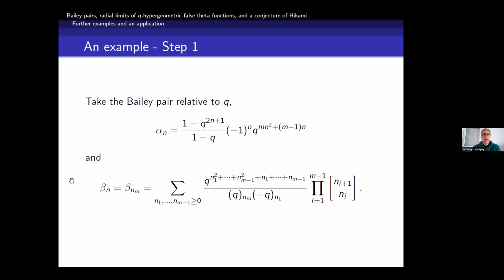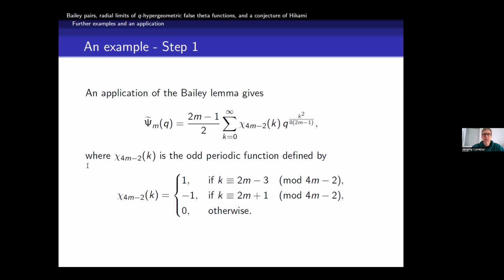So step one, if you recall, is to prove that this is a false theta function. This is a standard calculation using Bailey pairs. I believe I probably said this last time. This is a Bailey pair that just arises from the unit Bailey pair iterated in a standard way. And if you put this into the Bailey lemma in a standard way, you get this identity. So this C sub m of q is this false theta function. Chi sub 4m minus 2 of k is an odd periodic function, and it's just plus or minus 1. It's periodic mod 4m minus 2, and it's odd, making this thing a false theta function.